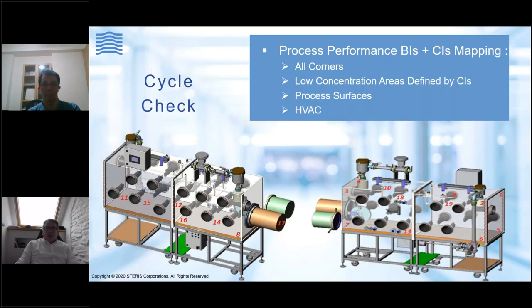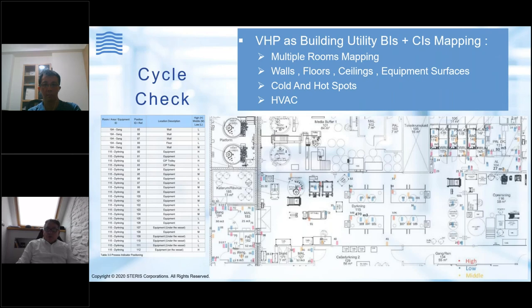And this is done with a mapping, so each corner, each process surface, and also the HVAC system. And this is done in small volume, but up to the very large production zone where we have multiple rooms. And we can see, with this indicator, check if we have a more or less even distribution, and we can also adjust.